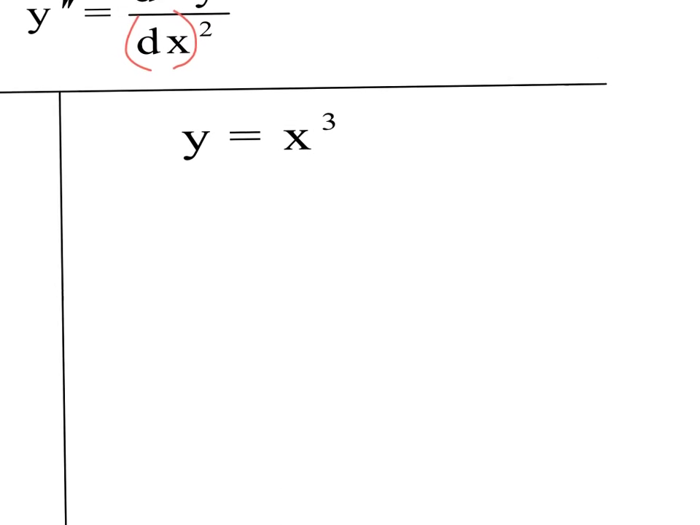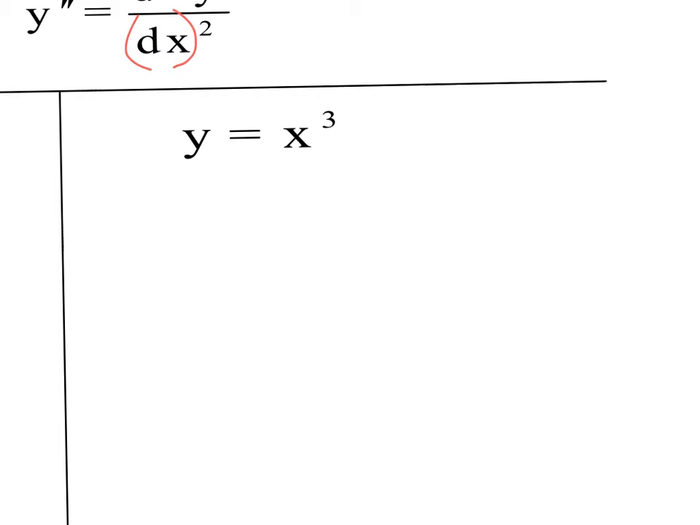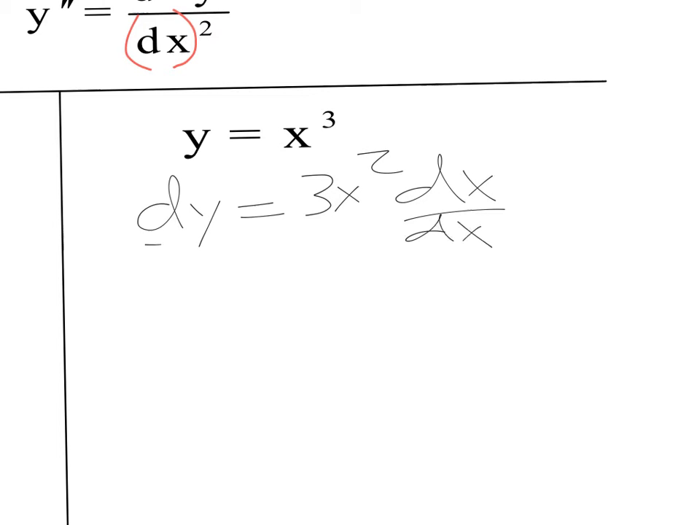But let's do it implicitly just so we could see the process. Here we go. I'm going to take the derivative implicitly. The derivative of y is dy. Derivative of x cubed is 3x squared dx. I then divide both sides by dx, and now I have the first derivative. It's the same thing I had before.